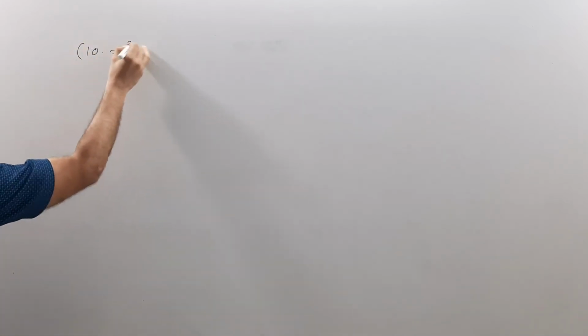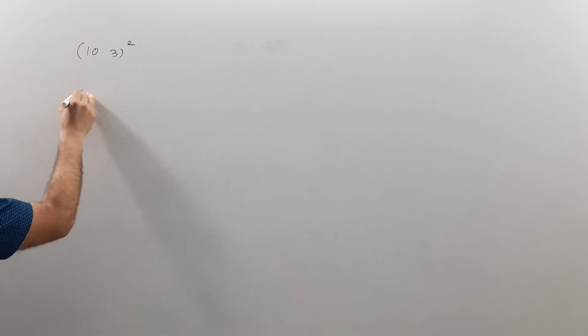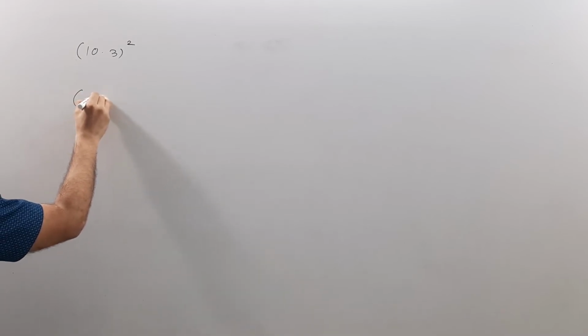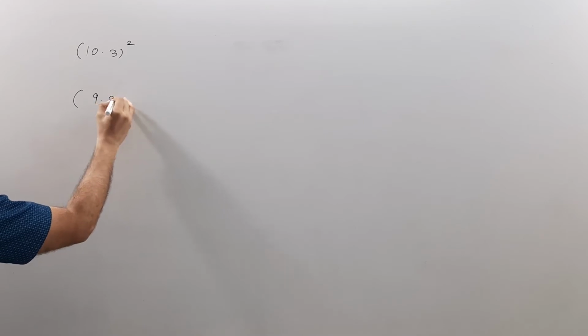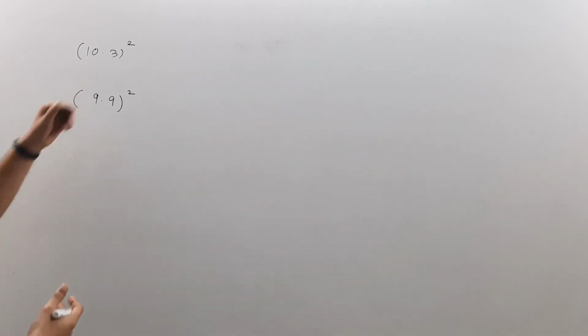Now we have to evaluate 2 expansions. This is one and the other one would be 9.9 the whole square. Now we have learnt all these expansions, and if you do these multiplications by a normal method, that is 10.3 into 10.3, this will take some time. Also the same applies for 9.9. But if we apply the expansions, let us see how much time it takes for this to expand.